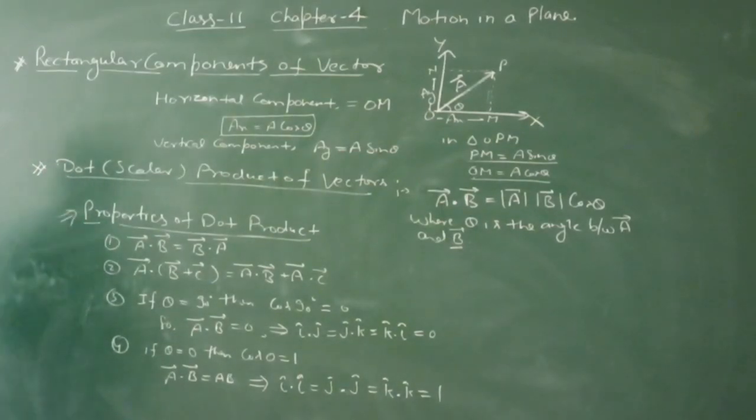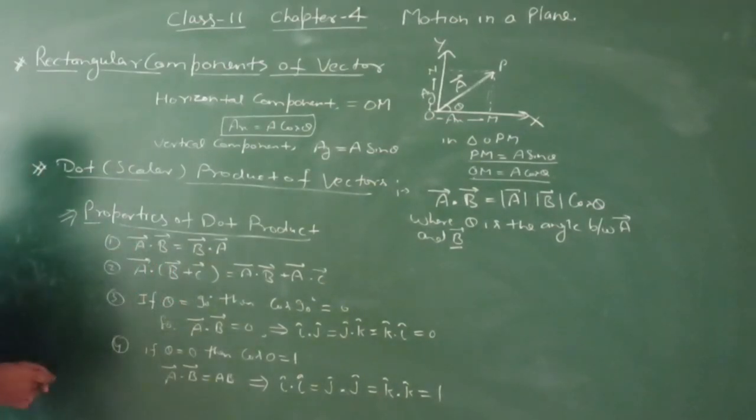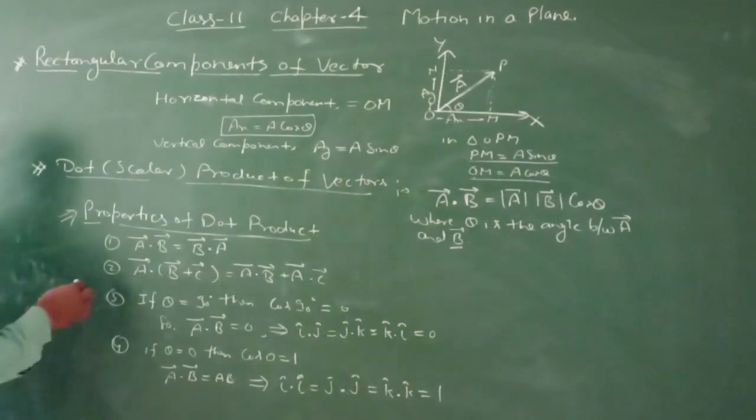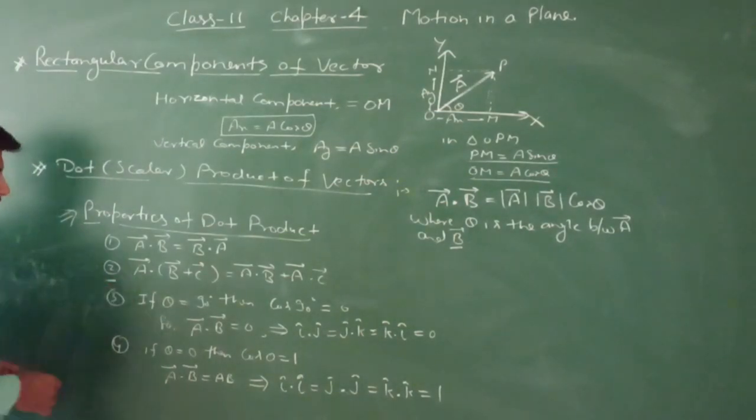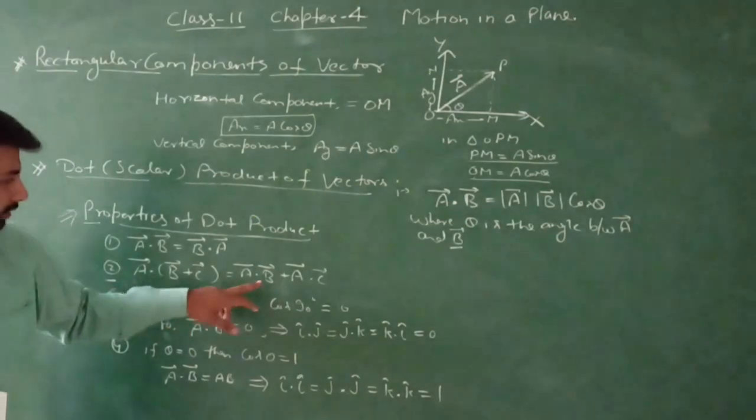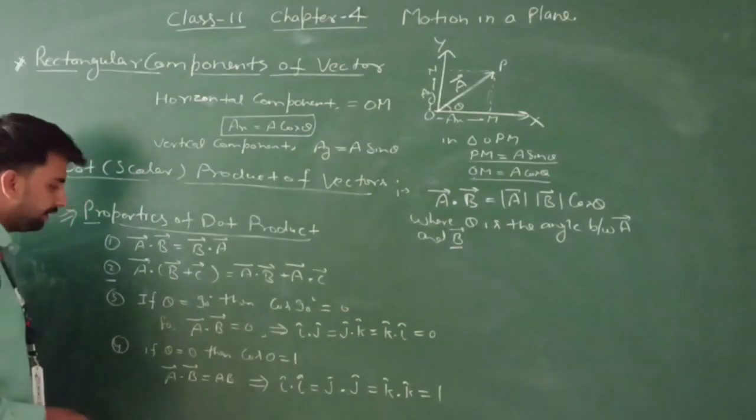Now there are some properties of the dot product. The first property is A dot B is equal to B dot A. This means the dot product is commutative. If we change the position of the vectors, the result remains unchanged. This is known as the commutative property. Second, the distributive property: A dot (B plus C) is equal to A dot B plus A dot C.